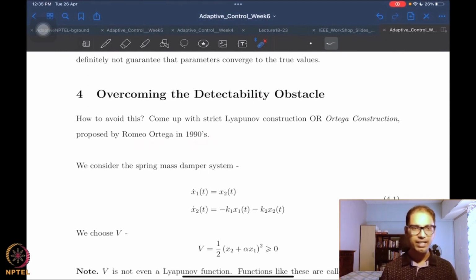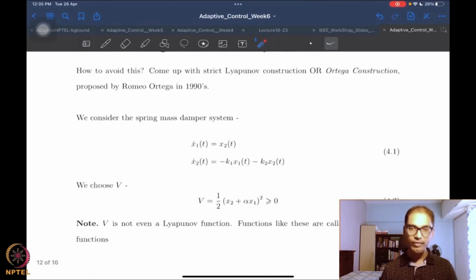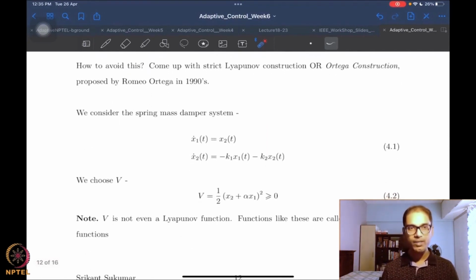He's still a relatively active researcher. He's retired from CNRS near Paris, but he still continues to publish articles. One of the interesting things he proposed was a Lyapunov-like function, which helps us avoid the detectability obstacle. So what is it?